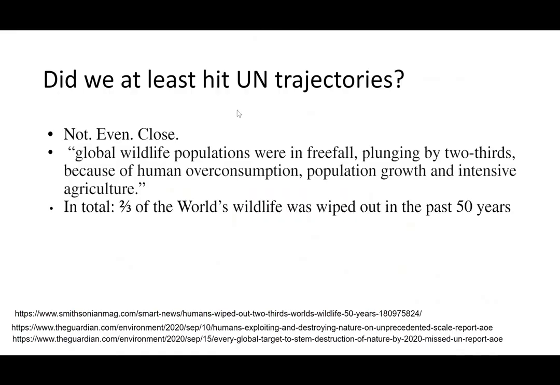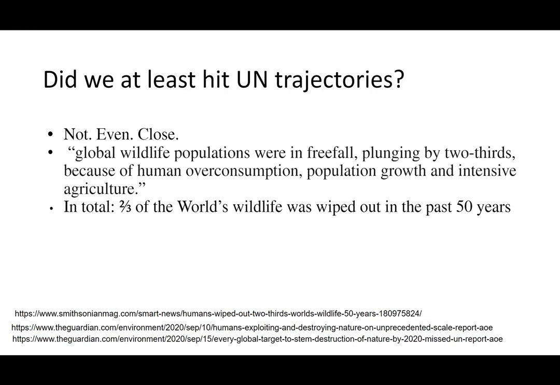Now, we sort of mentioned the United Nations in this lecture, and we mentioned that the United Nations did set some goals, I don't know if I mentioned it or not, I think I did, but I could have missed it. The United Nations did set some goals for 2020 to try to preserve biodiversity, and we actually completely missed out on all trajectories of conservation. And it wasn't even close.